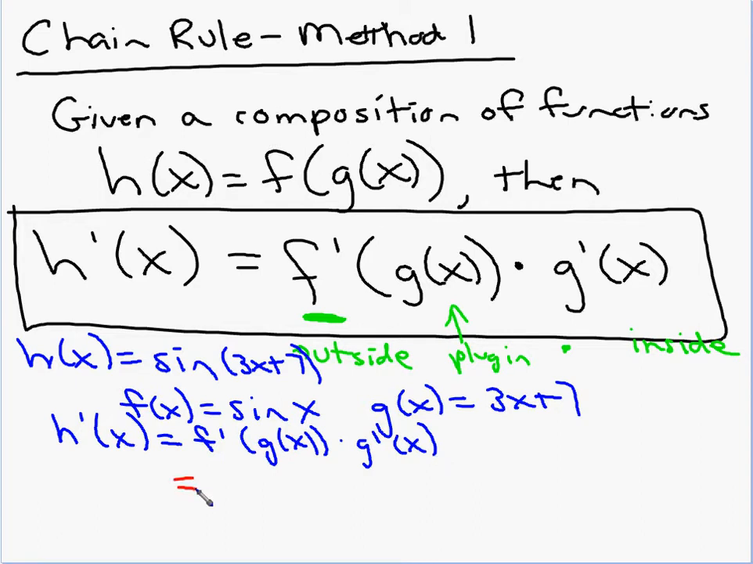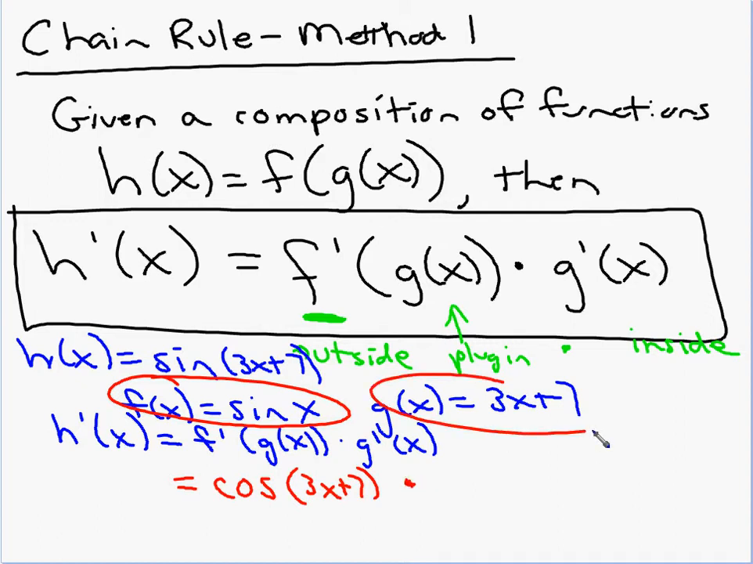What is the derivative of f? Cosine. Now look though, look at my formula. It is cosine of what? 3x plus 7. All right. Times, what is the derivative of g of x? 3. Problem's done. We usually would put the 3 in front though. 3 cosine of 3x plus 7.